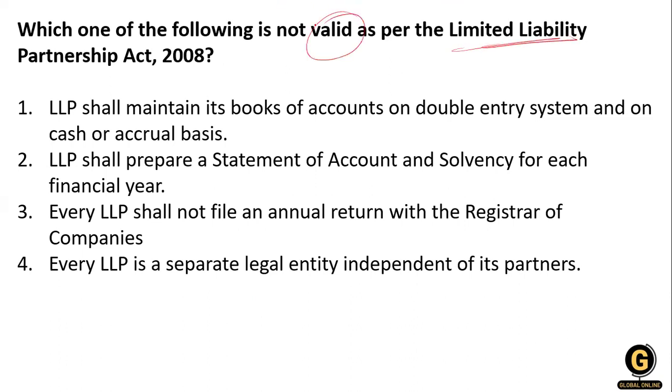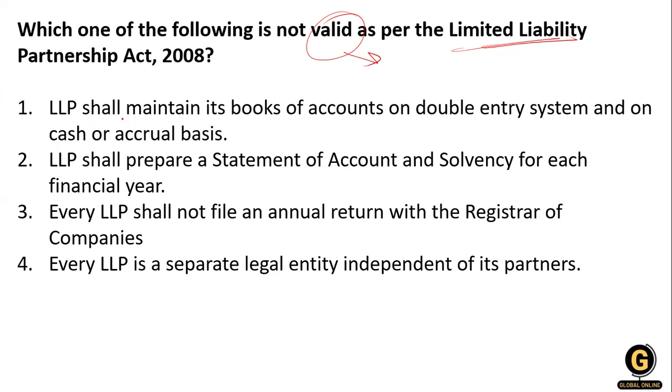When he asks about the non-valid thing, the options are given and you have to choose only one. In that case, you have to focus on what is valid for the limited liability partnership. The statement you predict will not be valid is the right answer for this question. So in this question we are just focusing on the valid things of the LLP. Let's start.